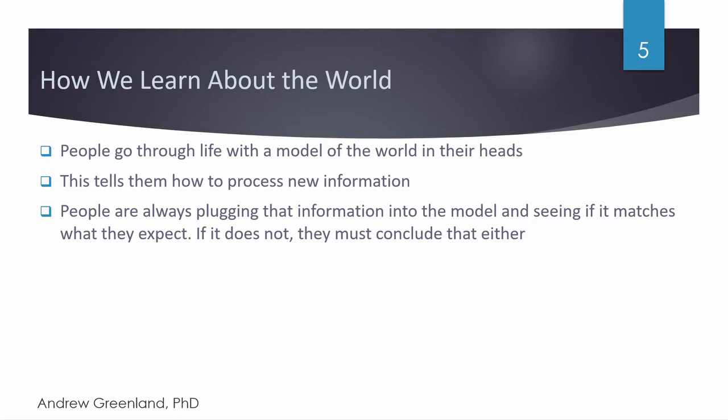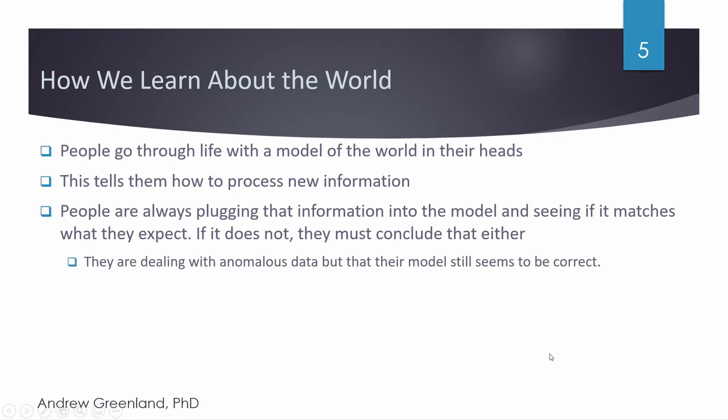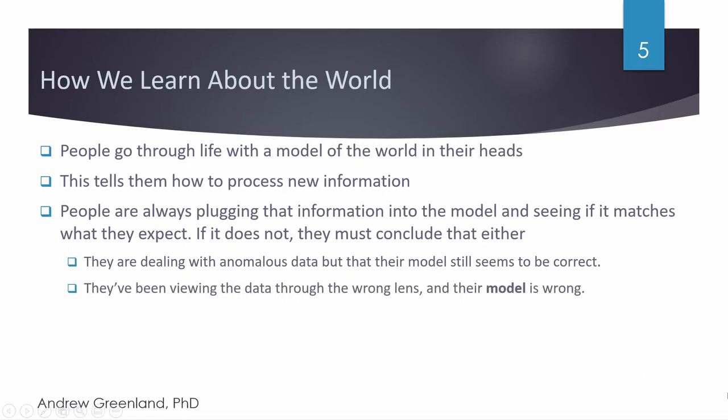And if it doesn't, we've got to conclude one of two things. Either I just happened to see some fluke thing that really doesn't change the way I view the world, some idiosyncratic difference. Or the data itself is so undeniably correct, this new thing I've just observed, that it makes me reconsider how I have been viewing the world to begin with. That is, my model needs to be updated. The way I've been interpreting information has been incorrect.